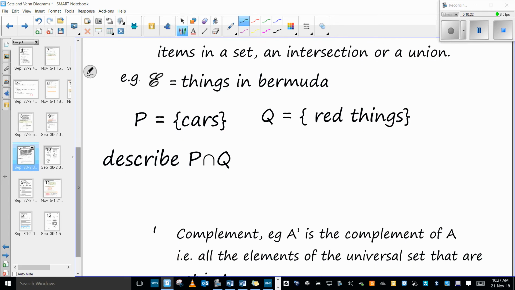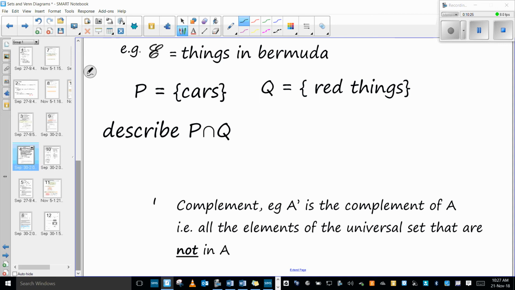So this is just a dash, an apostrophe, and that indicates complement. So if you see an apostrophe, it means anything not in A. So for example, if we had described set A as being people wearing jumpers in the classroom, then those of you not wearing jumpers would be in the complement. Does that make sense? Yeah. That's really unnecessary. No. Complement means not.